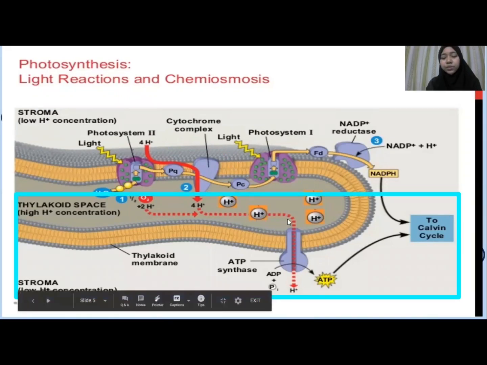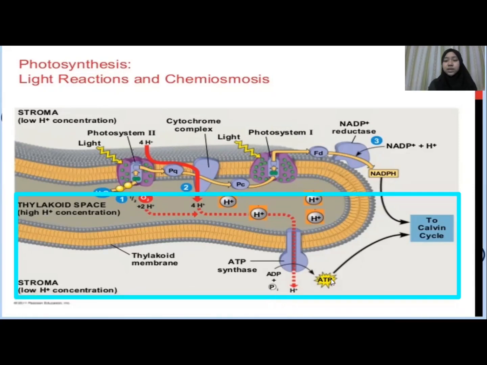The movement of protons through the ATP synthase provides energy for the phosphate to be added to the ADP, which is then converted into the ATP form of energy. This form of energy will be used in the next cycle, which is the Calvin cycle. So that's all from me.